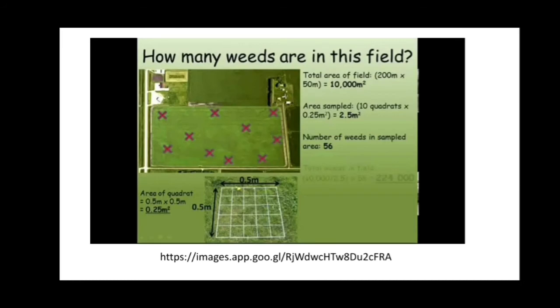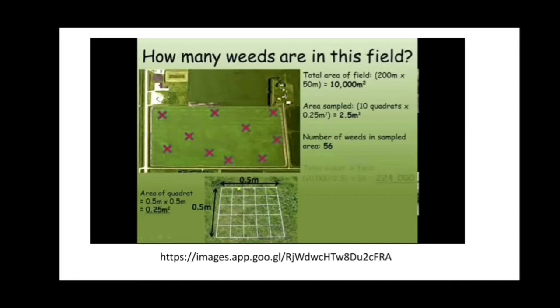Now, how many weeds are present in this field? The total area of the field is 200 meters by 50 meters, that is 10,000 meter square. The area sampled is 10 quadrats times 0.25 meter square, that is 2.5 meter square. The number of weeds sampled in the area is 56.